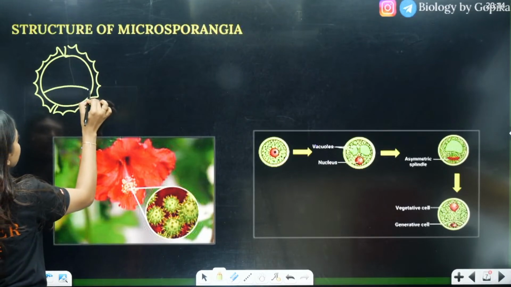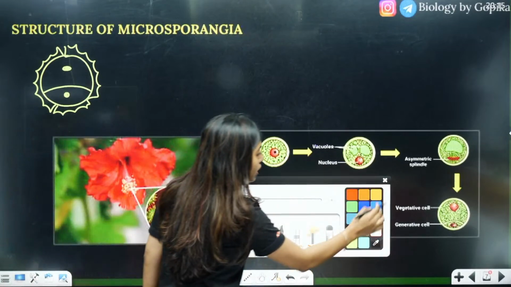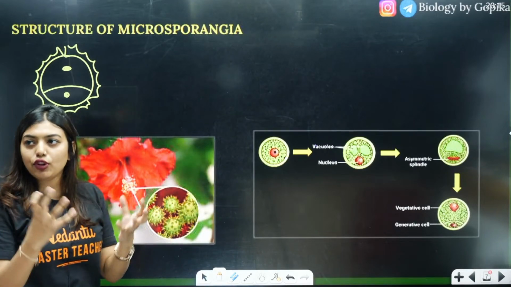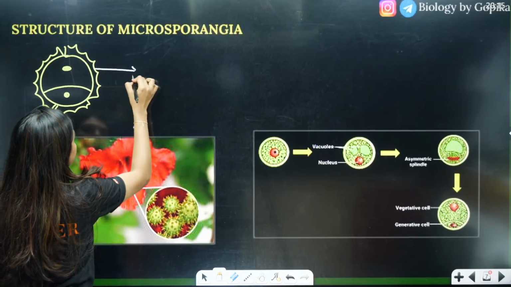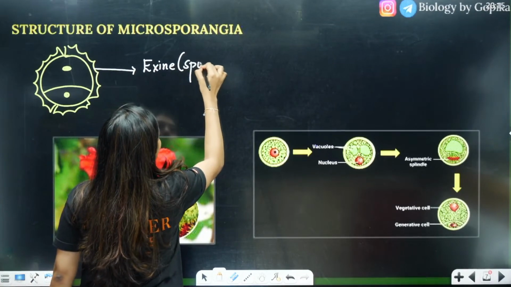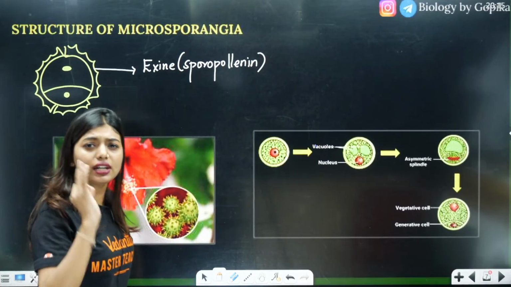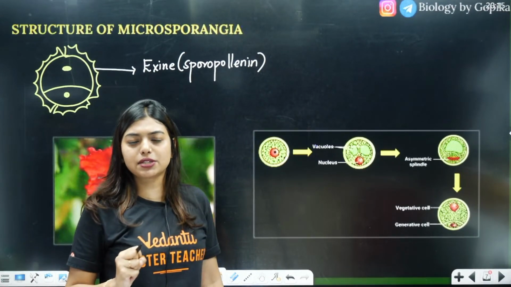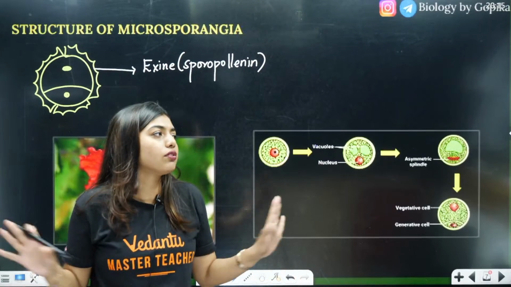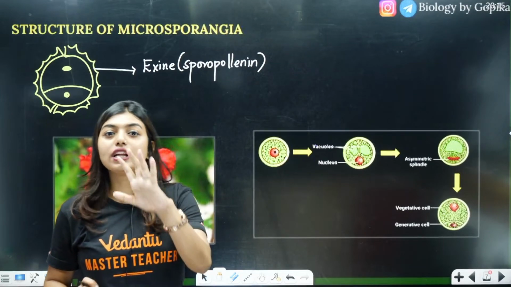Now I told you that there is a generative cell and a vegetative cell. This is the diagram given in your NCERT. Now you have to know the diagram exactly. If you see outside, I have drawn a very designed structure. This is your exine. The outermost layer is your exine, and this exine is made up of sporopollenin, which is one of the hardest, most resistant substances. You pour acid on it, you put alkali on it, you put temperature on it, it will not even move. Sporopollenin is so hard, so resistant to everything.